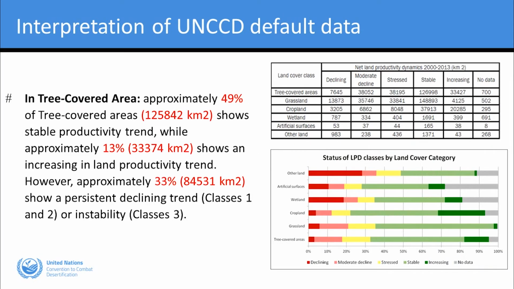When you go into the details in the reporting tables, for example, in the tree covered area, approximately 50% of tree covered areas show stable productivity trends, while approximately 13% shows an increasing land productivity trend. However, approximately 33% shows a persistent declining trend, together with class 1 and 2 or the instability class 3.